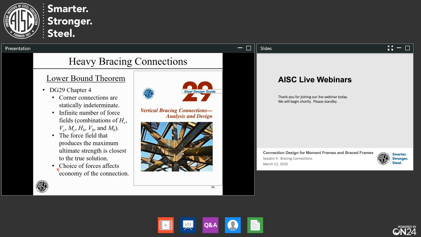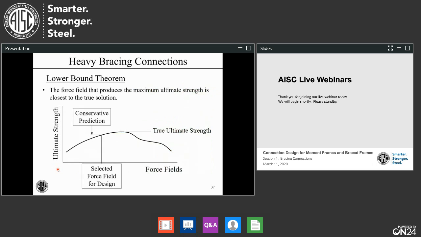Now we do note, while we have lots of leeway in picking out these force fields, the choice of those forces is going to affect the economy of the connection. Shown graphically, this lower bound theorem looks like this. On the x-axis, we have all the different force fields that we could have, and this is obviously very schematic. On the y-axis, we have predictions of ultimate strength. And there's one unique point here that is the force field at the ultimate strength. That's just one unique point.